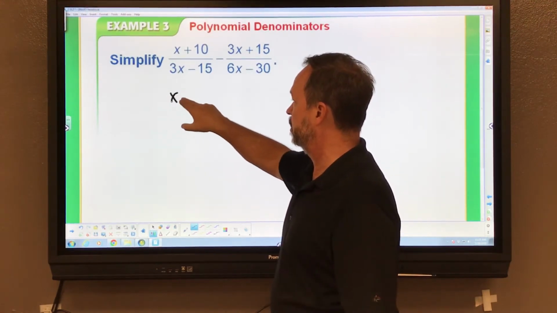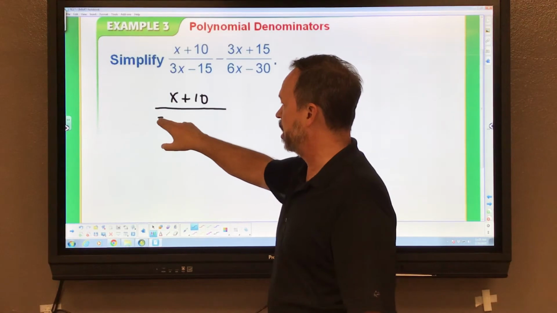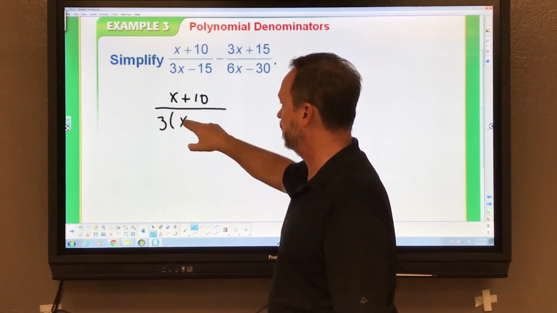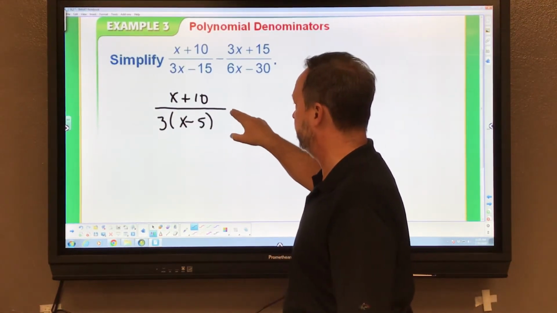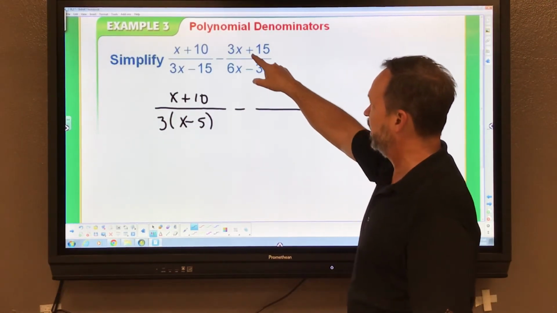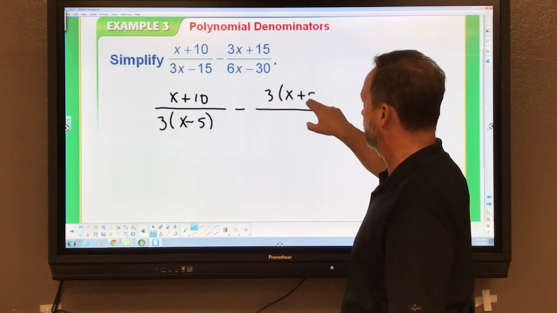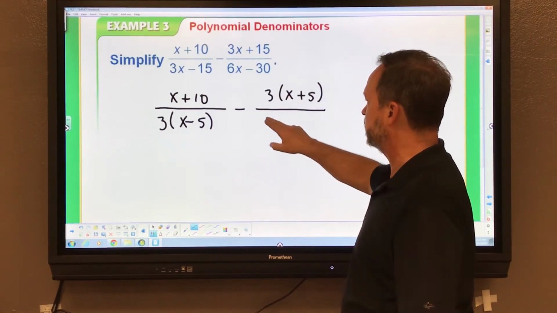So there's a common factor of 3 in the first denominator. Common factor of 3 in this one. Common factor of 6 in this one.